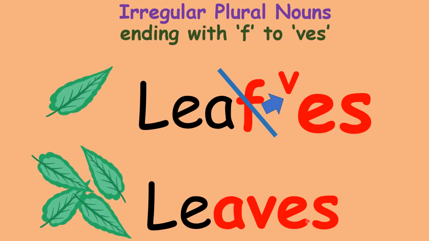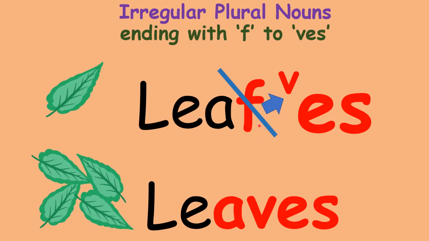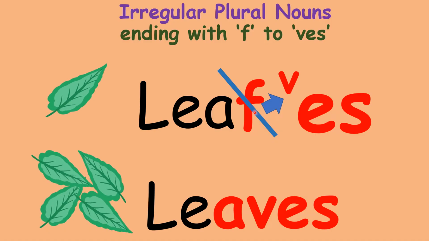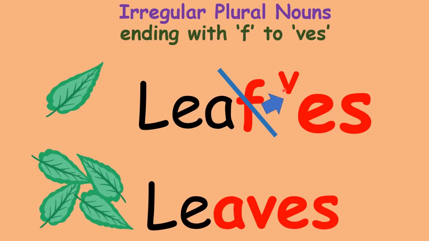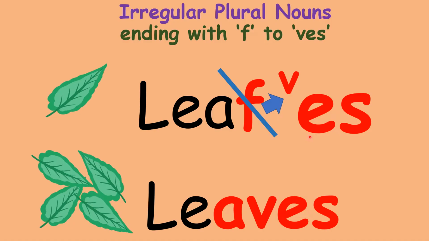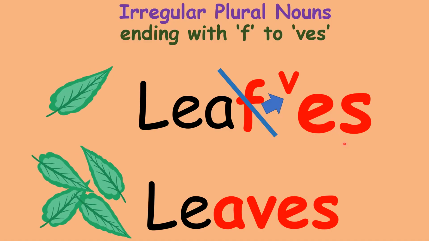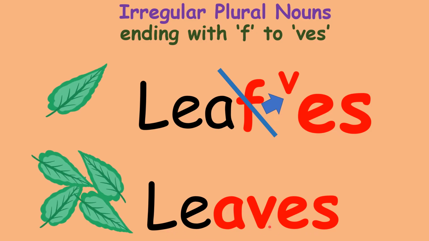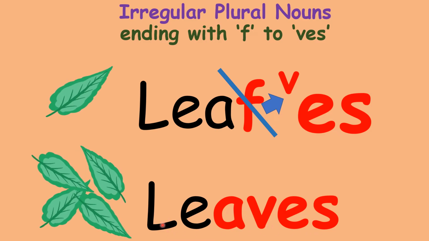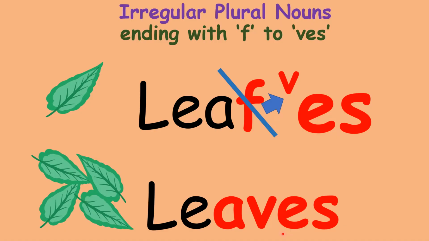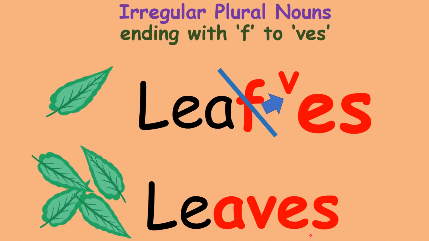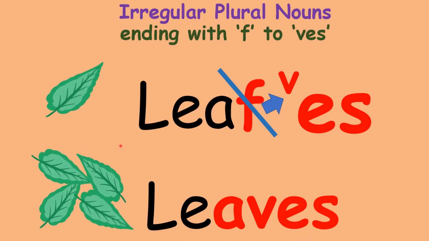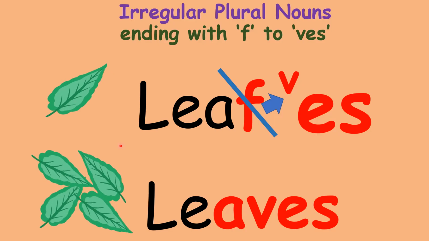What you need to do is take out the letter F, change the letter F to the letter V, and add the letters E and S at the end of the word. And it will become the plural word leaves. Repeat after me. Leaves. This is another irregular plural noun.